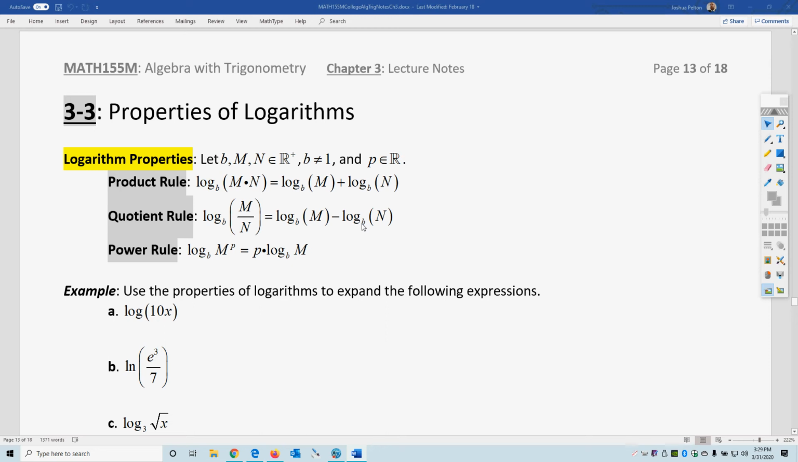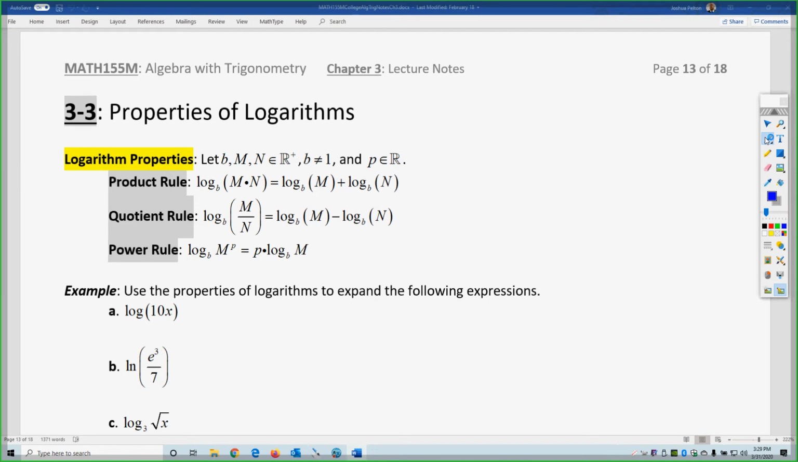Mr. Peldon. This is Math 155, Chapter 3, Section 3, Properties of Logs. There's only three properties of logs, you know: the product, quotient, and power. If you have a product of two things and they're being logged, then you can break them apart using addition.